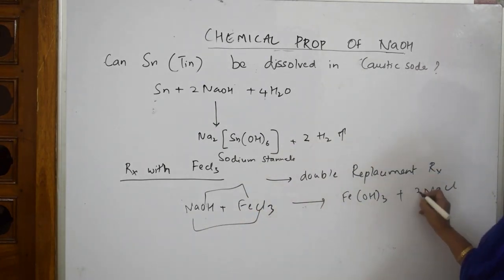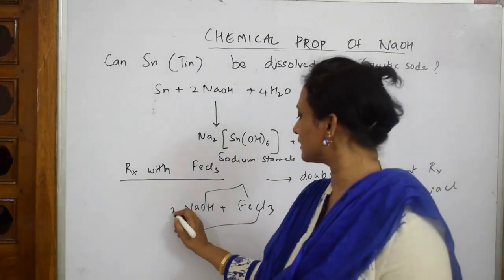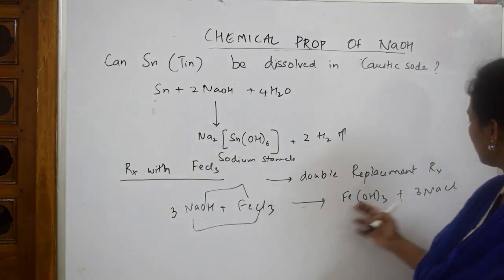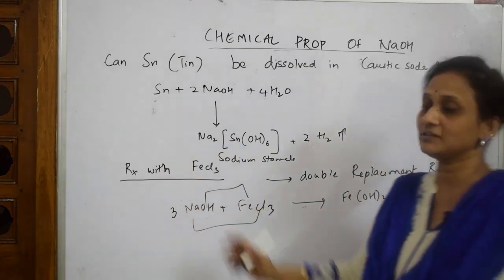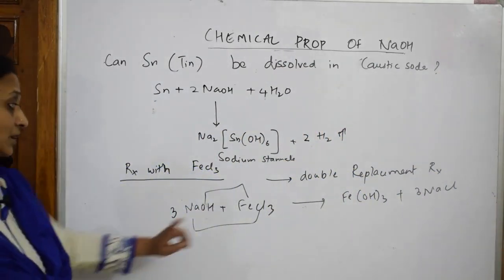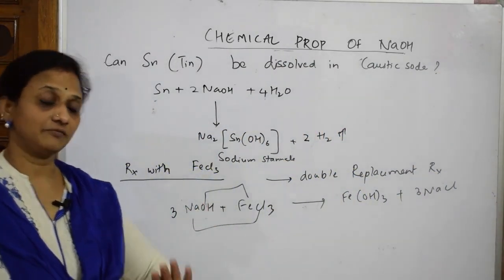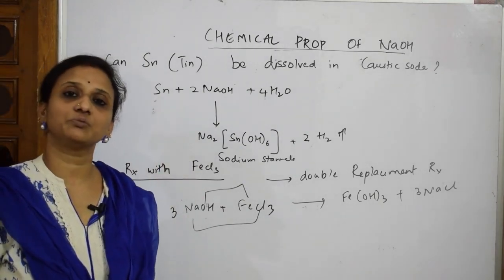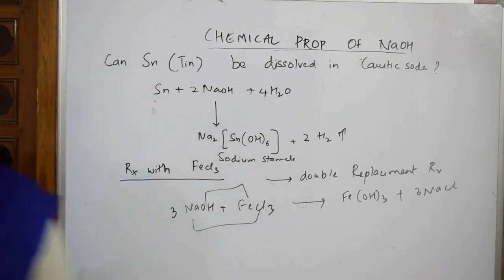So 3 chlorines, I'm making this 3. Here I have 3 sodiums, I'm making this 3. Now hydroxyl group is 3, 3 already. Fe is 1, 1. NaCl is 3, 3. So this is the balanced equation for the reaction between ferric chloride and sodium hydroxide. Very important, sodium stannate, please memorize it. Practice it more number of times. You will get the reaction.